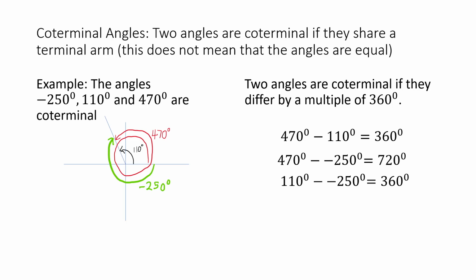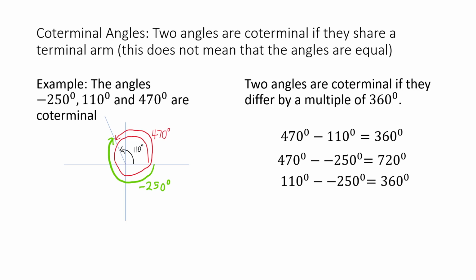Now, how about that green one? What's different about it is it's going in the negative direction. It's going clockwise. Every one of them starts on the positive x-axis, so they're all starting at 0, but this one is going in the negative direction. So negative 250 degrees, we see, gets us onto that same terminal angle.